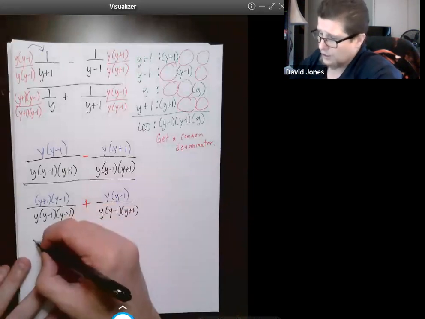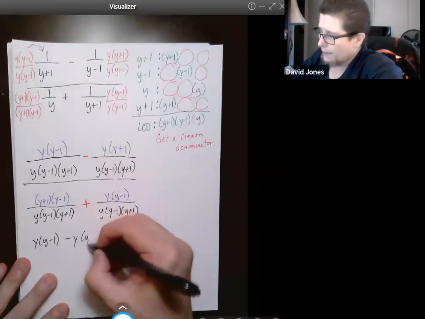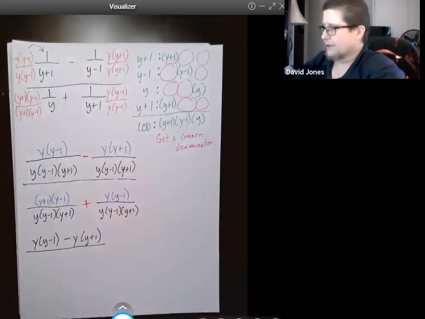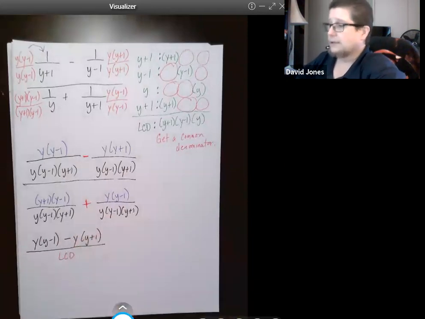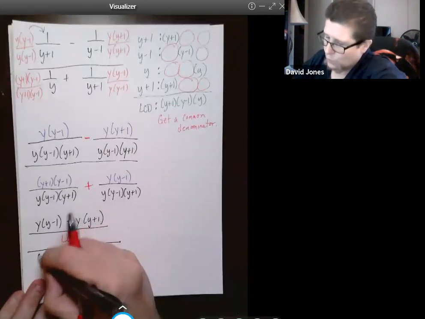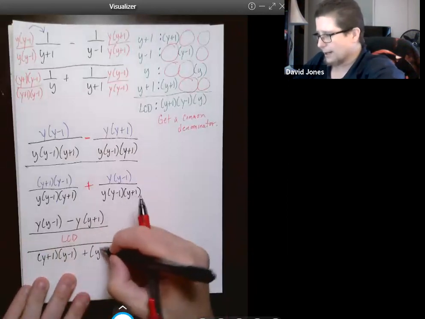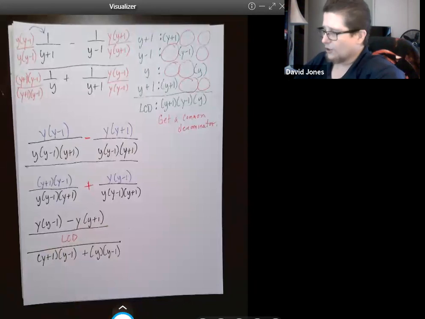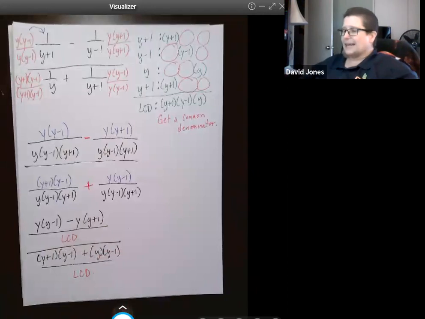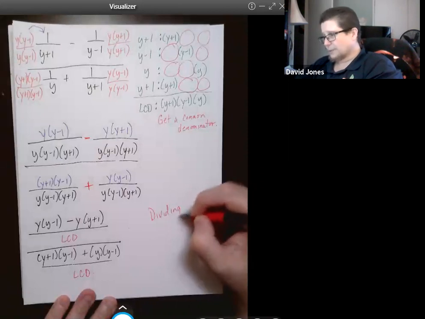Let's just put the top and bottom together. y times y minus 1 minus y times y plus 1, all over that LCD. Rather than rewrite it, I'm going to write LCD. And on the bottom, I've got y plus 1 minus y minus 1 plus y times y minus 1, and that's all over an LCD. And I'm dividing fractions here. Dividing fractions is the same thing as multiplying by the reciprocal.